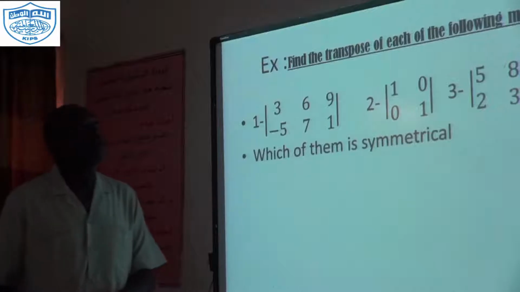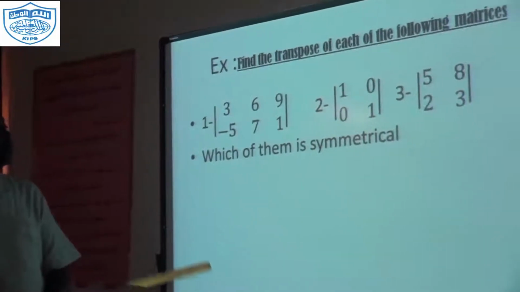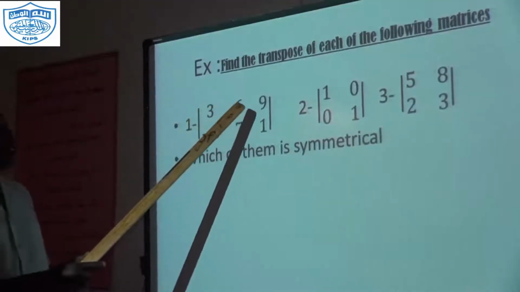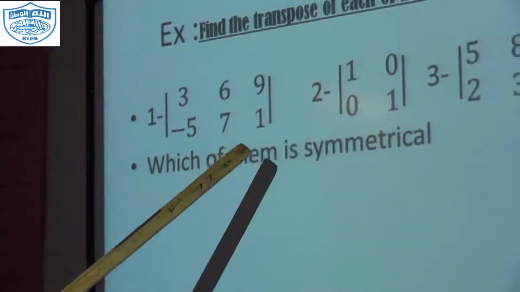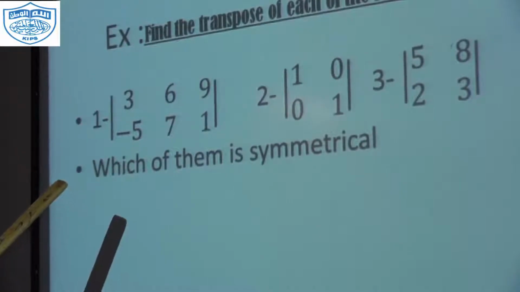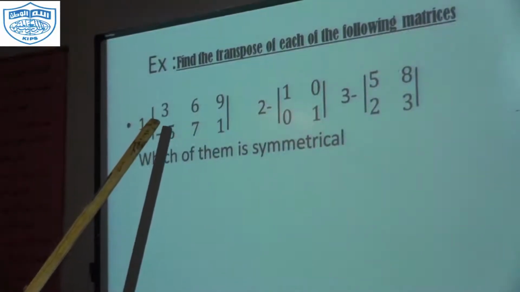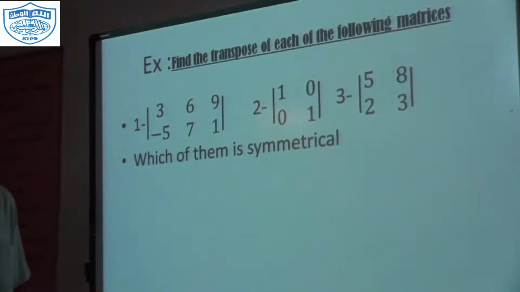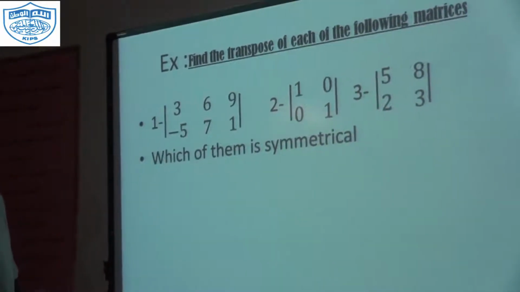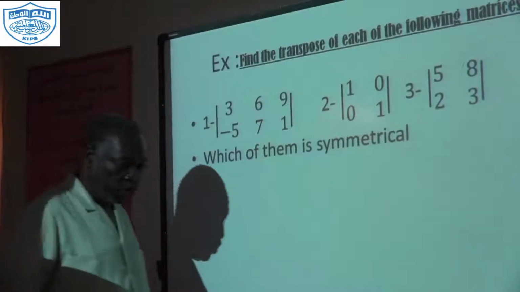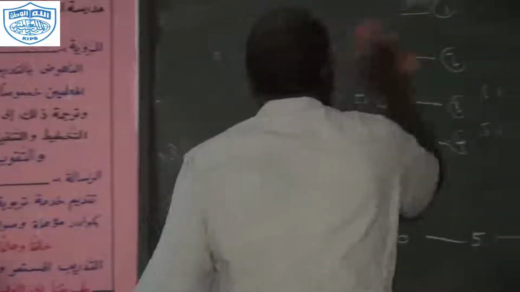Find the transpose of each of the following matrices: A, 3, 6, 9, negative 5, 7, 1. Which of them is symmetrical? Okay, if you want to find it, and after that, how to define the symmetrical matrix from them.